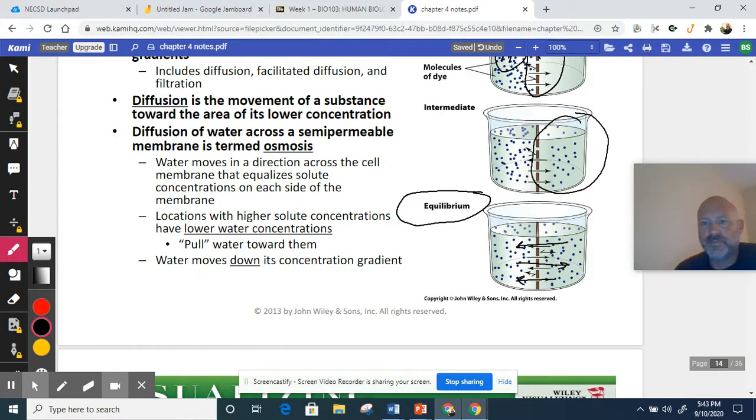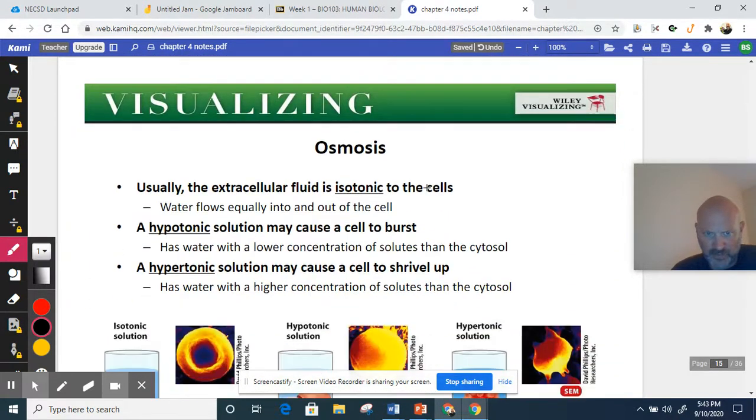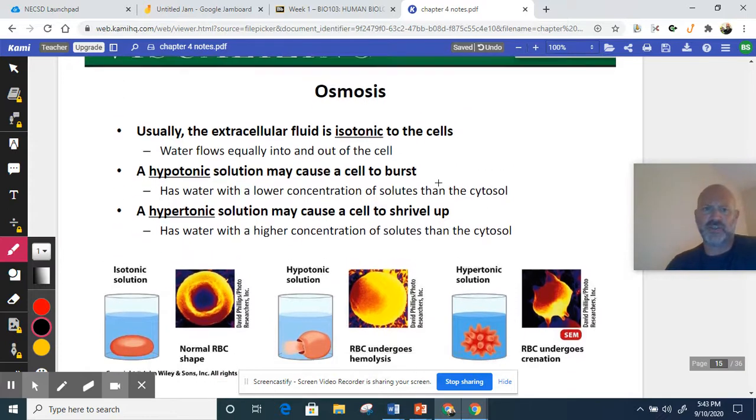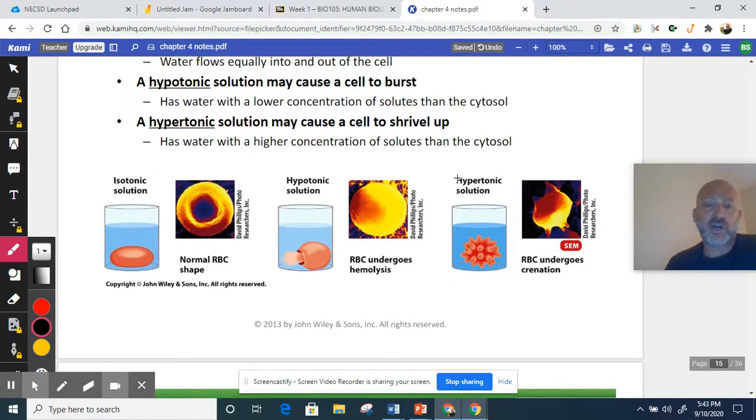So this is diffusion. Remember, the diffusion of water is called osmosis, when water moves across the semi-permeable membrane from an area of high concentration to low concentration. We saw osmosis happening when we put our red blood cells in hypotonic solutions as well as hypertonic solutions. Because when we put our red blood cells in a hypotonic solution, the higher concentration of water is out here. The lower concentration of water is inside the cell. That's going to force water in, causing the cells to burst.